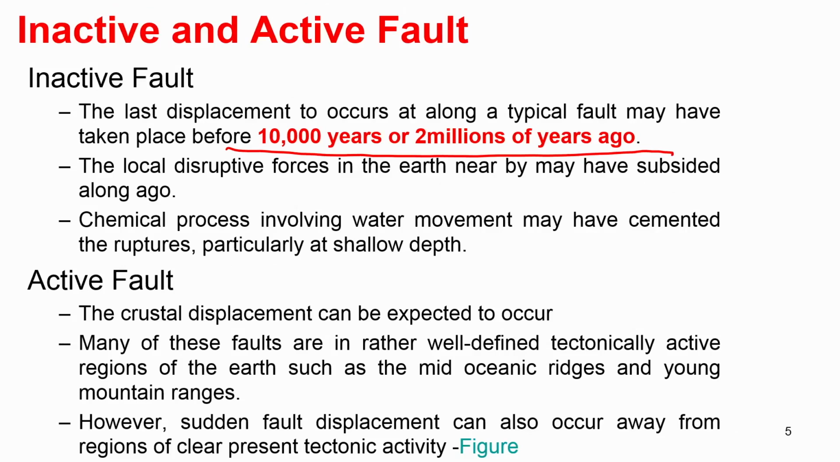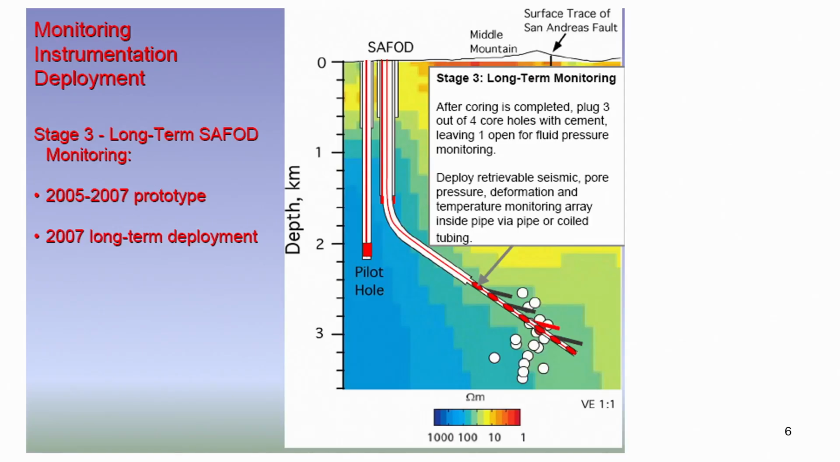However, sudden fault displacement can also occur away from regions clearly presenting tectonic activity. So even if you place a seismic instrument for some period of time, minor earthquakes occurring in those regions will indicate that there is seismic activity. Or you can take a carbon dating of the material and define the period of movement in that region; that kind of thing will also be useful. So people try to understand its activity and fault movement by doing very detailed studies. Those kinds of studies are called monitoring instrumentation deployment of the seismic source.